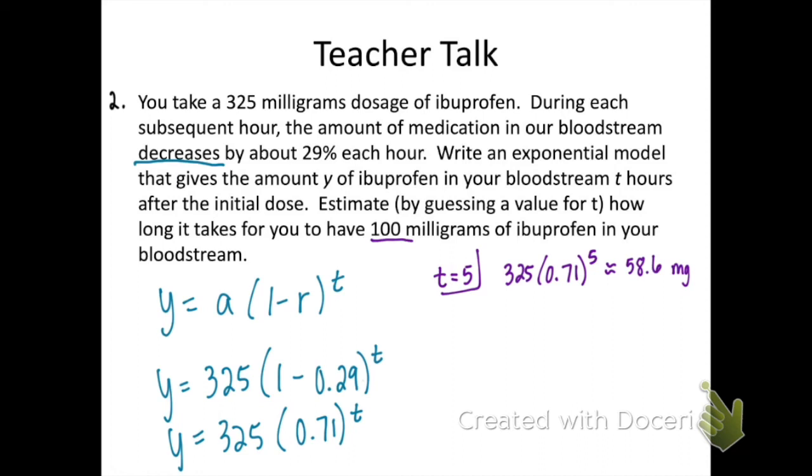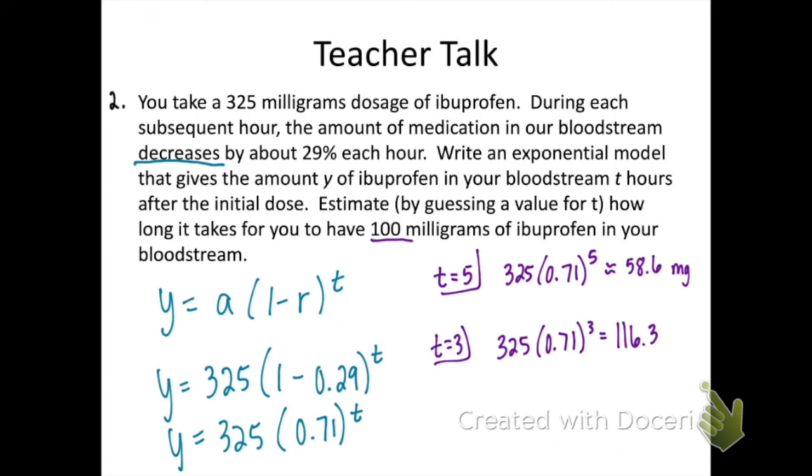So the next question is, should I try like 6 or 7, or should I try 4 or 3? And the answer would be I need to go smaller, 4 or 3, because if it's in my system for longer, 6 hours, 7 hours, I'm just going to have less and less. So maybe next I'll try 3. Okay, when I plugged in 3 this time, I got 116.3 milligrams, so close, not quite there.